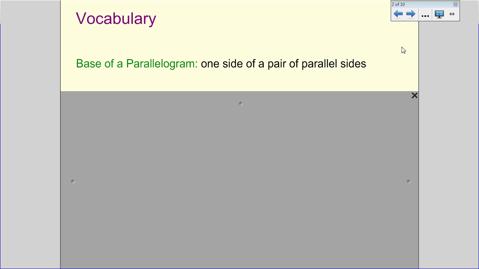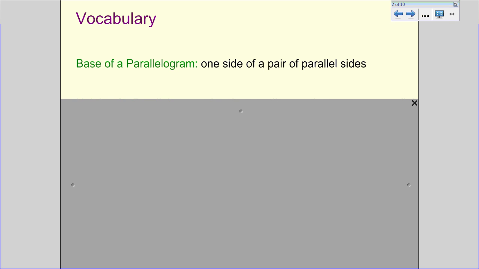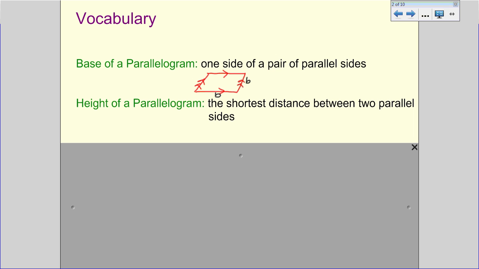So if we think of a parallelogram, these are parallel sides, and then these are parallel sides. All right, so we could call this a base, or we could call this a base, just depending on where we're at, or what view we have. And so what determines what we use as our base is where the height is put.